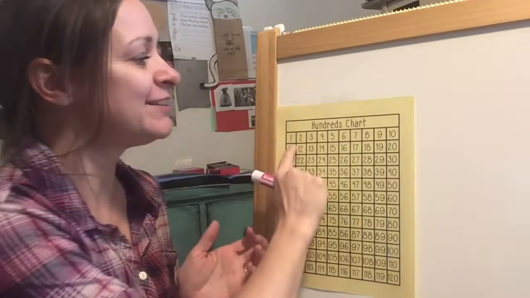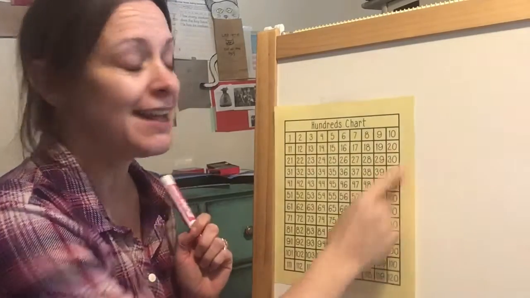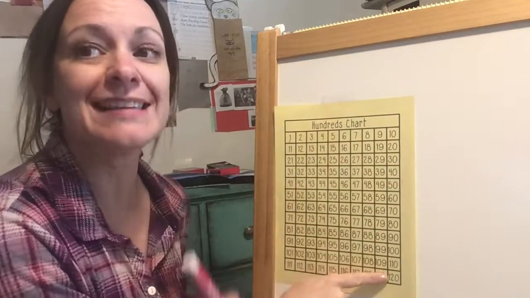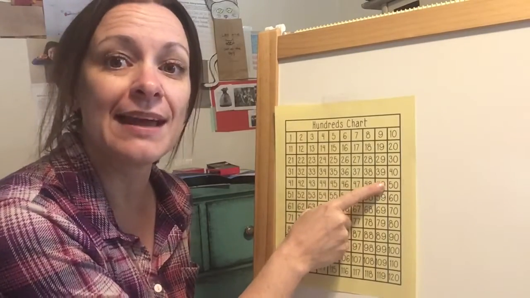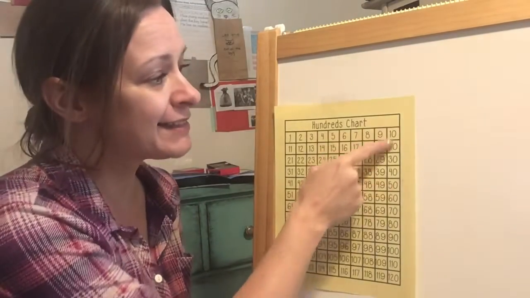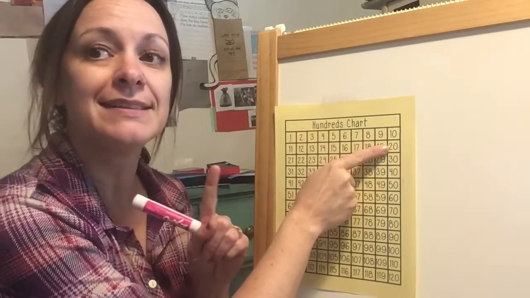Here we go. As you know, on our hundreds chart, each row is a row of 10. The number at the end shows us how many tens we have. For instance, 50 means that we have 5 tens. As it goes down, it always moves down the amount of one 10.